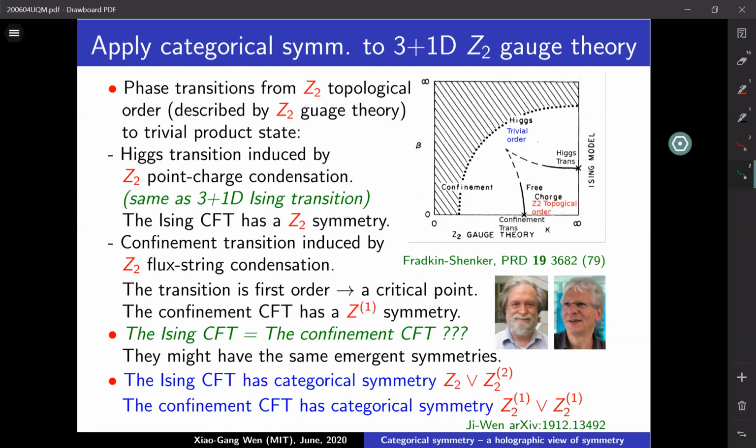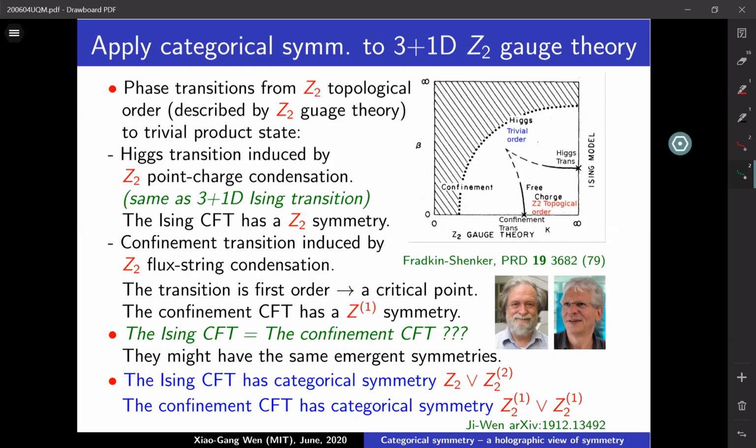So my last message is that this confinement transition actually has a different categorical symmetry, really a different critical point, and describes a different AdS/CFT theory, etc. Okay, so I would end here.